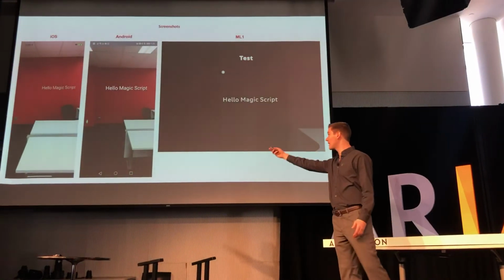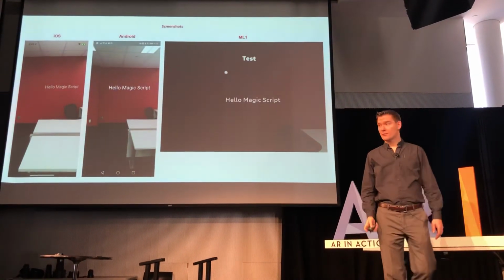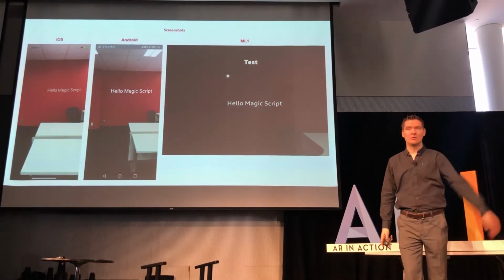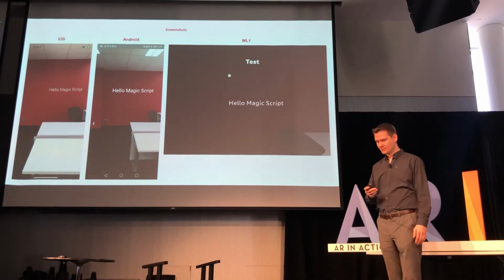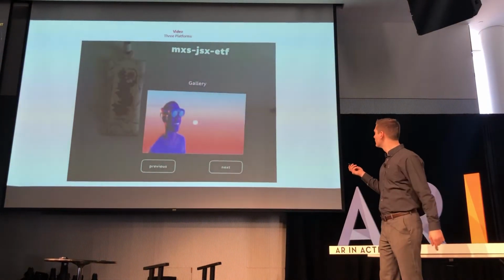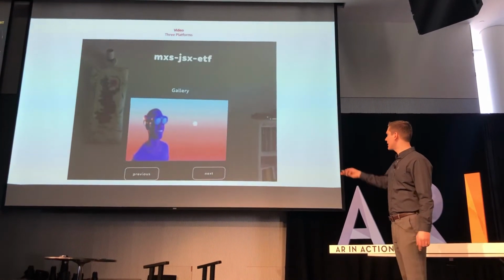This is the entire source code that any developer would need to write to have this show up. So we have iOS on the left, hello MagicScript, Android in the middle, and then Magic Leap on the left. So here's an example of it actually running.